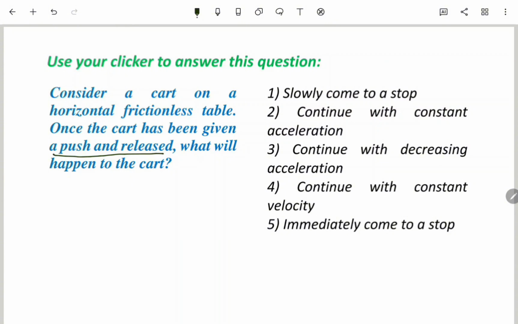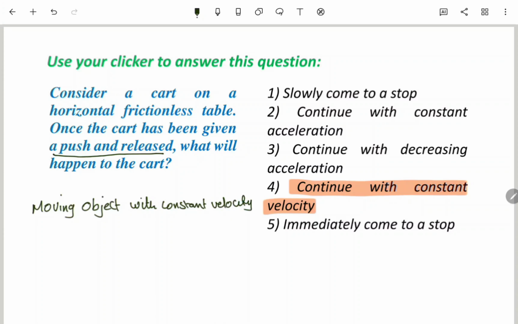Perfect. Based on your choices, I can tell that all of you answered this one right here, because based on Newton's first law, a moving object with constant velocity will remain moving.